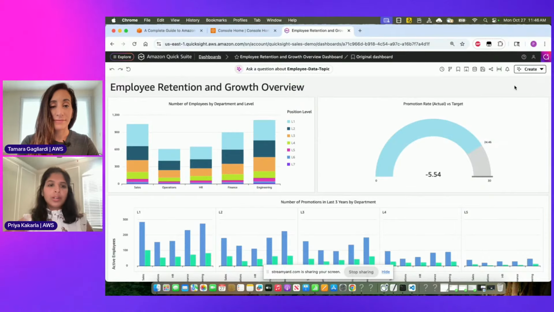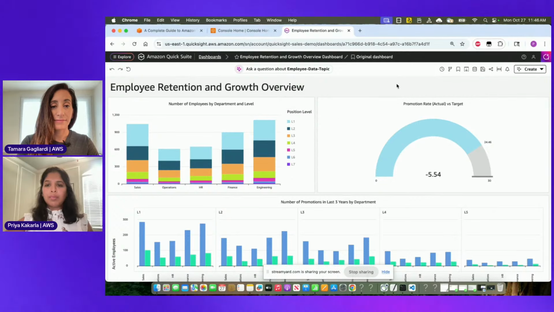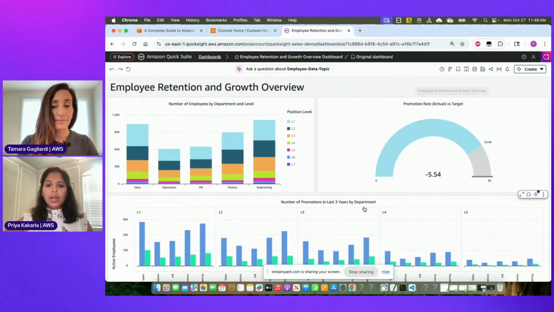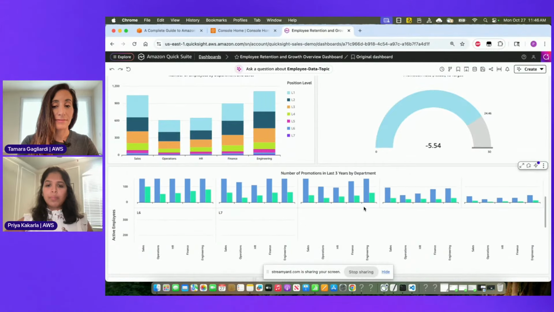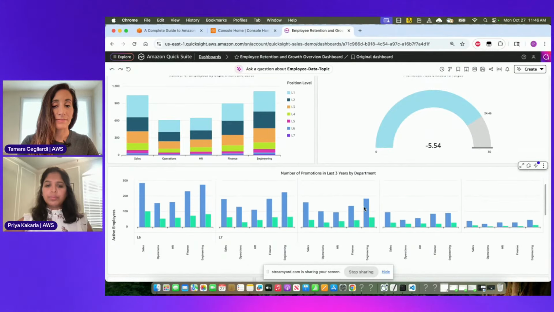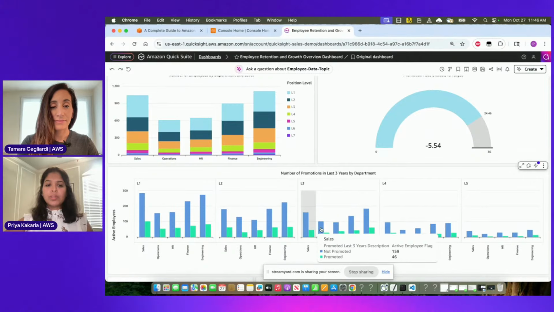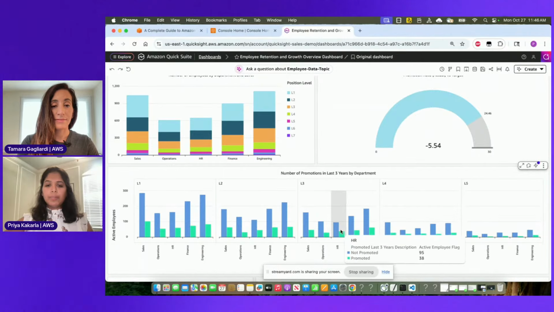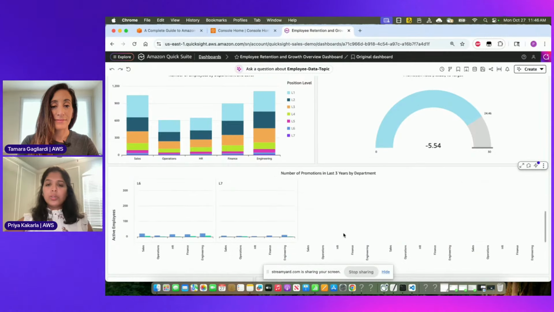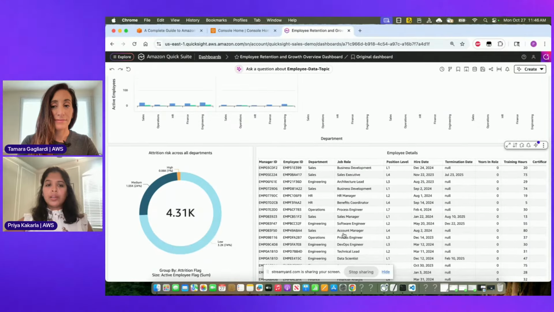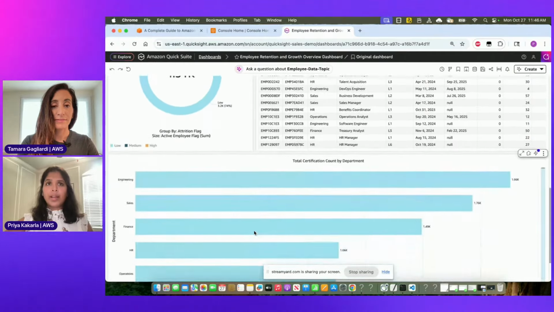He would come here and check how many employees there are by department and by level, and how the promotion is, actual versus target. And then he also has, by level, how promotion looks in different departments with active employees, who got promoted in the last 3 years and who was not promoted. So this is a dashboard that Paulo would come and get access to.